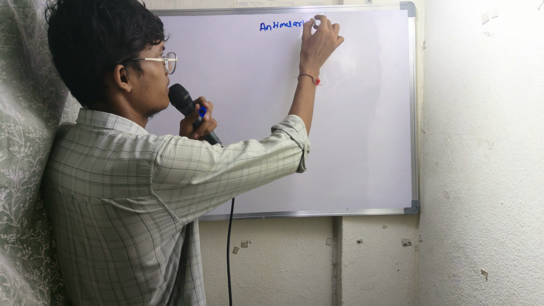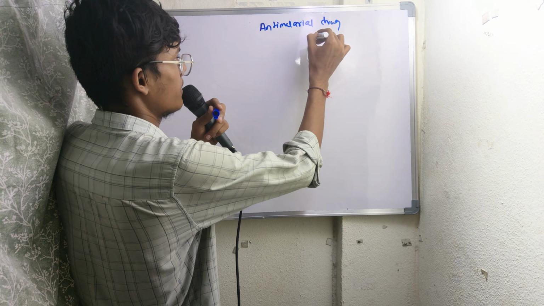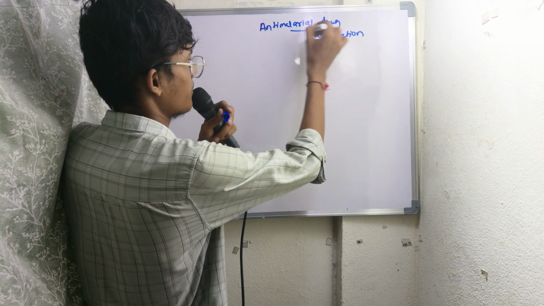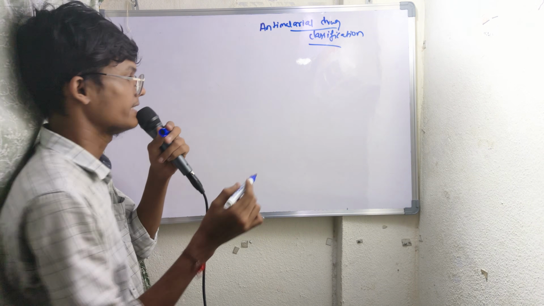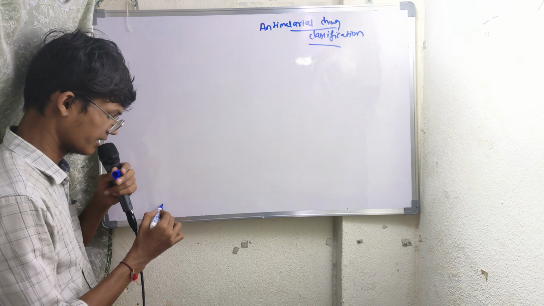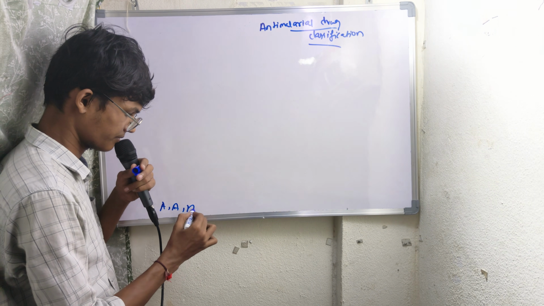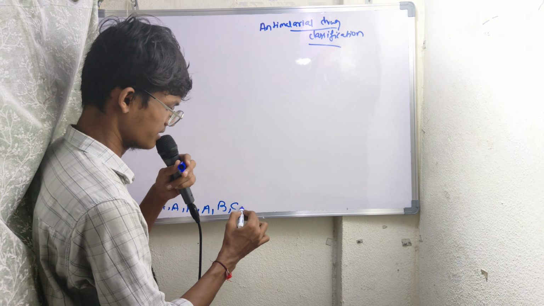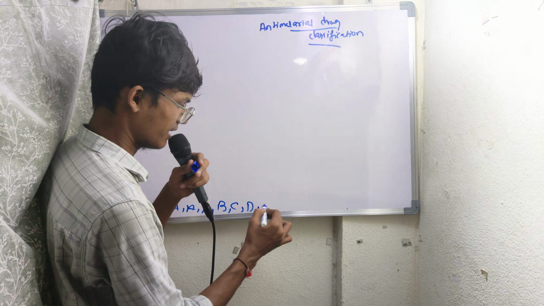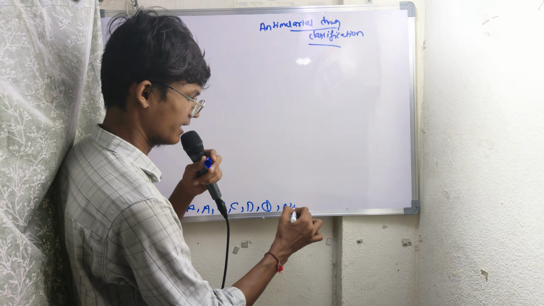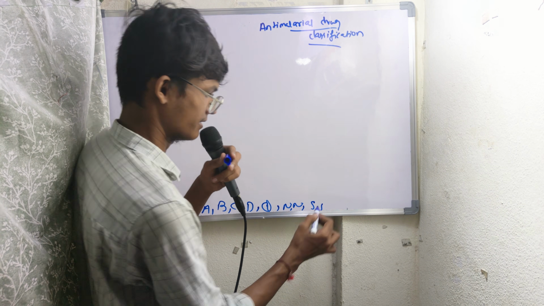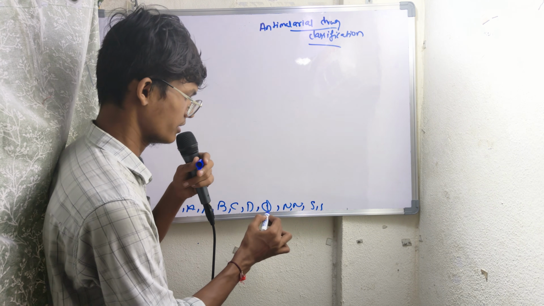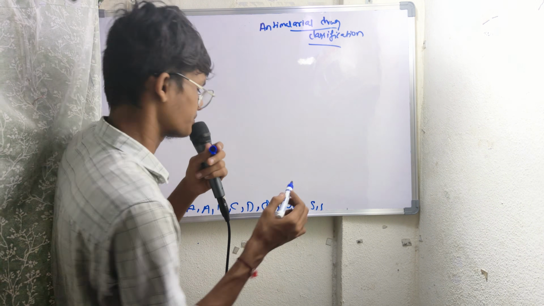Antimalarial drug classification. Okay, see here, first write 4 A's, 4 times A. Then what is after A? B. Then what is after B? C. Then what is after C? D, and after D write directly Q, N, N and S, S. What we are doing? We are writing A, B, C, D, Q, N, N, S, S.